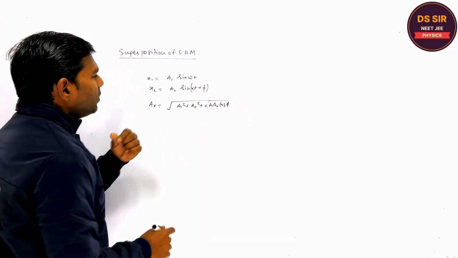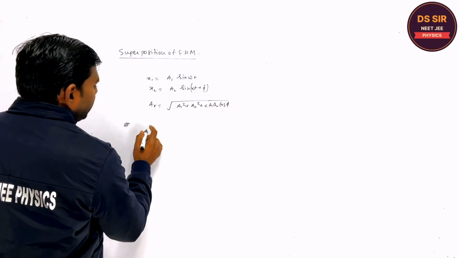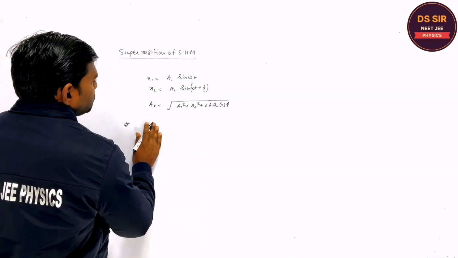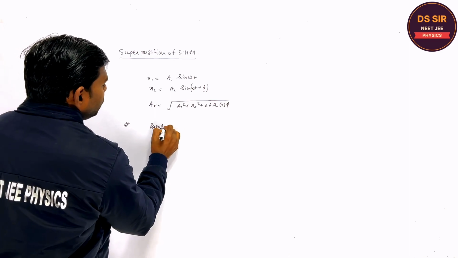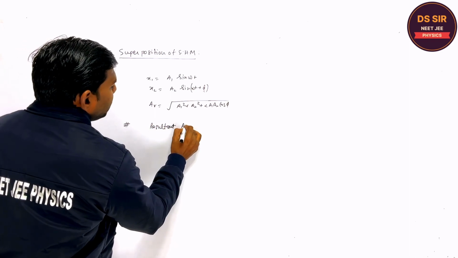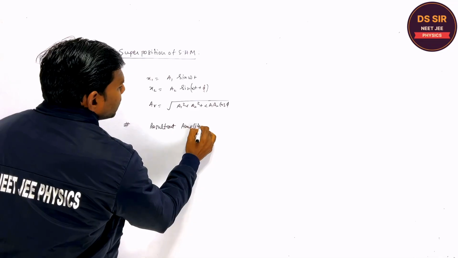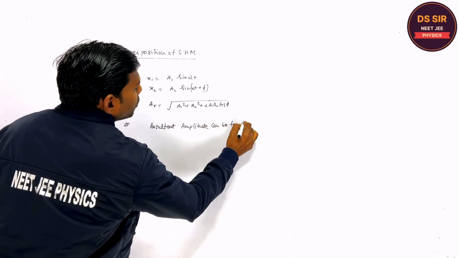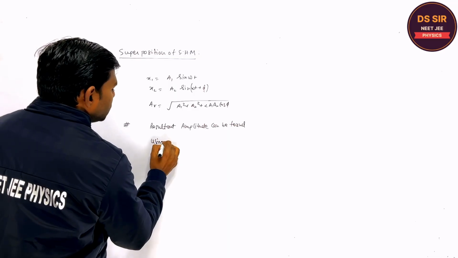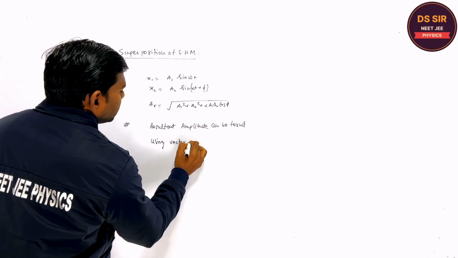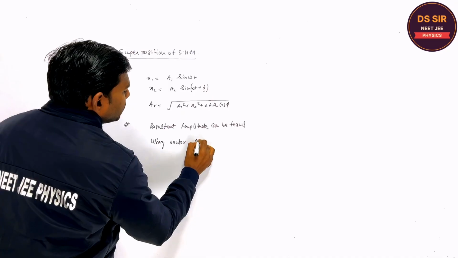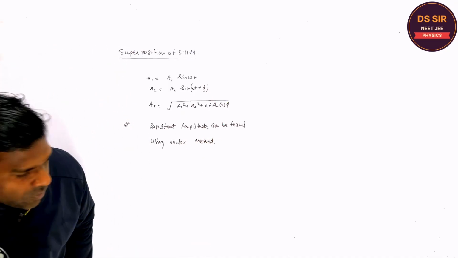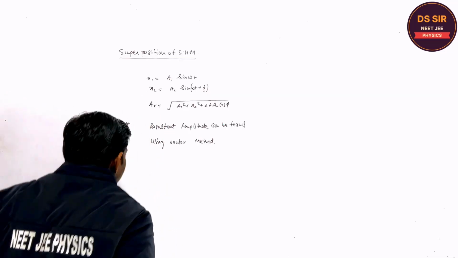This formula can also be derived with the help of the vector method, right? Resultant amplitude can be found using vector method, right? Using vector or vector method you can say. All right, for example, listen one thing.